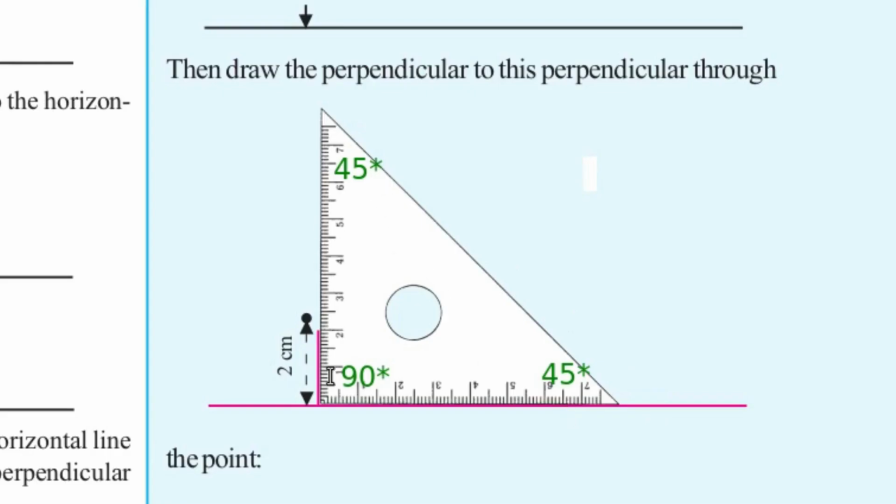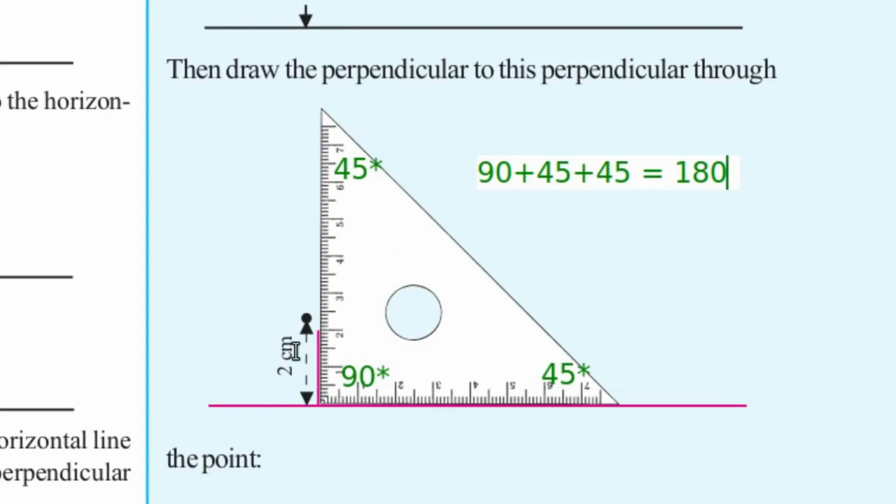And now look at this one. This is a triangle, one of the set squares. So here, this is a right angle, so here it is 90 degrees. This one is 45 degrees. Here also 45 degrees. So 90 plus 45 plus again 45 is equal to 180. So when you add these three measures, 90 plus 45 plus 45, you get 180.